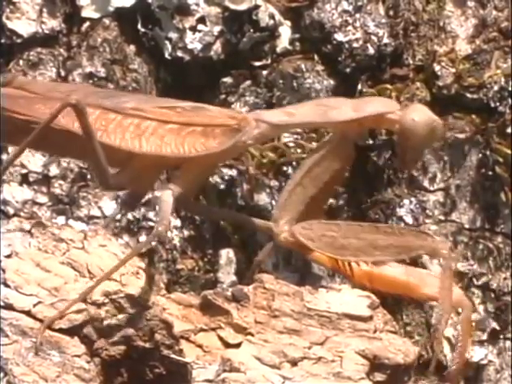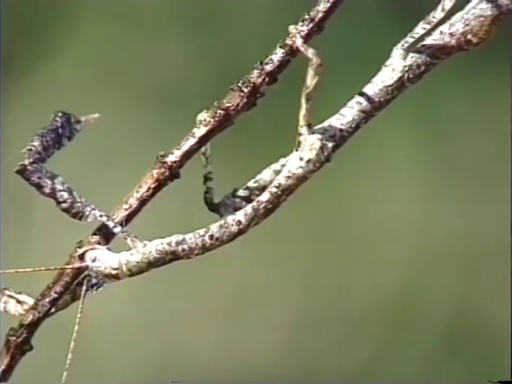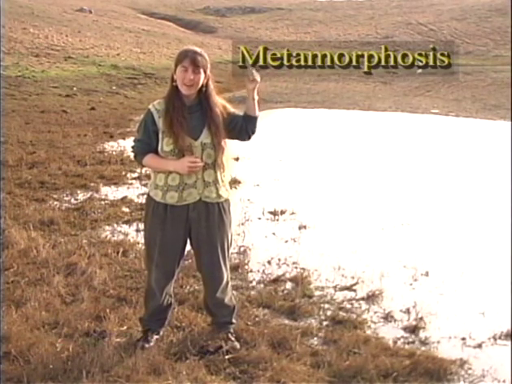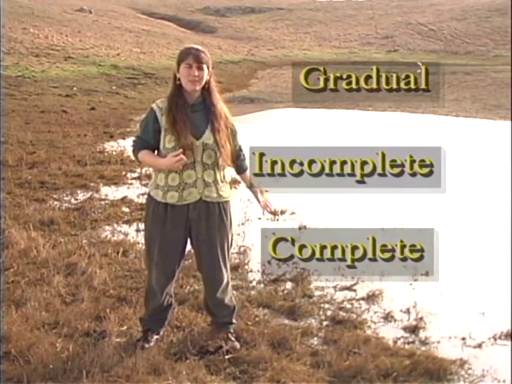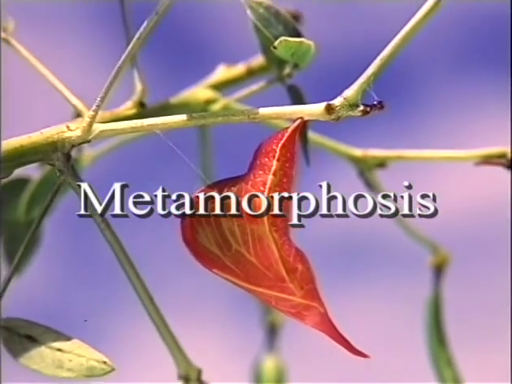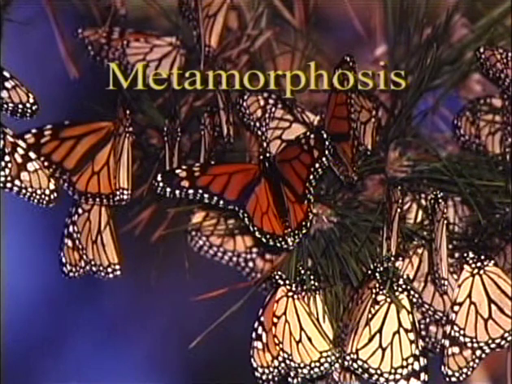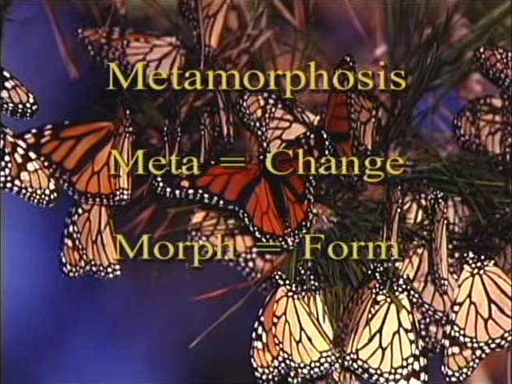One of the most interesting characteristics of insects is their ability to blend with their environment. They are experts at camouflage. All insects undergo metamorphosis, or a change of form. There are three types of metamorphosis: gradual, incomplete, and complete. Let's start with a look at this process. Metamorphosis comes from the Greek word meta, which means change, and morph, which means form.